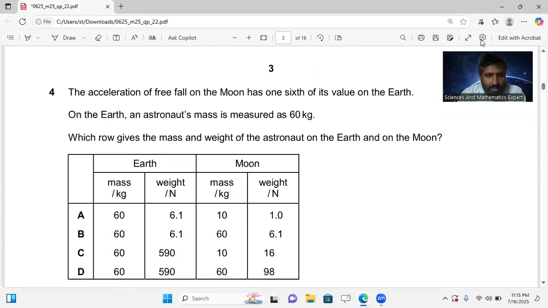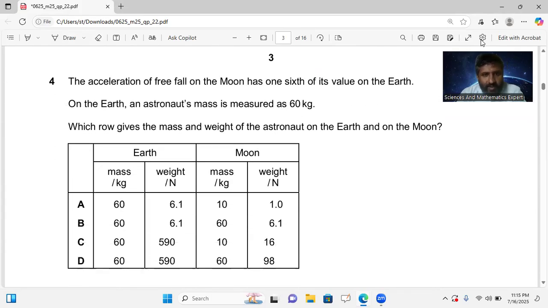For question number 4, he is saying the acceleration of free fall on the Moon is 1/6 of the value on Earth. On Earth, an astronaut measures his weight as 60 kg. Which row describes this? Weight is 60 kg, then it should be about 590 Newton, 9.81 should be taken. So 590, 9.81 should be fine by multiplying according to Earth.